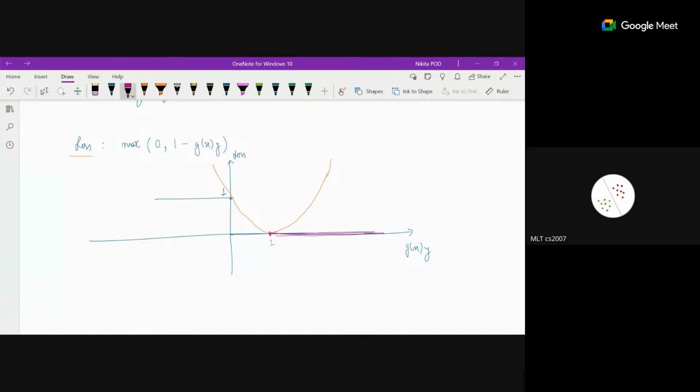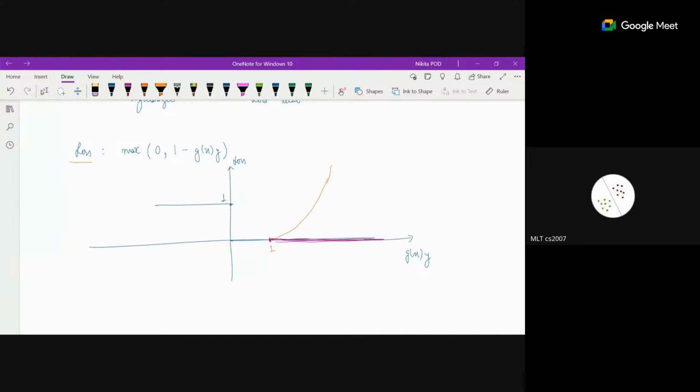gx times y, you have this line, right? Now when gx times y is equal to 1, I'm going to get 0, and when gx times y is equal to 0, I'm going to get 1. So you will get another straight line over here. This, right?